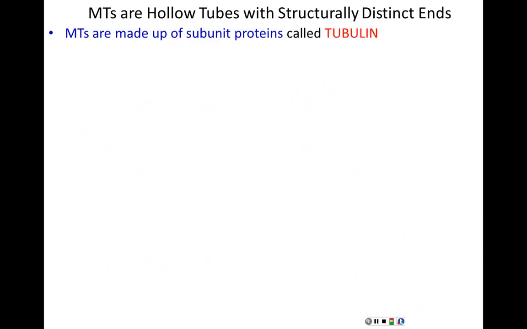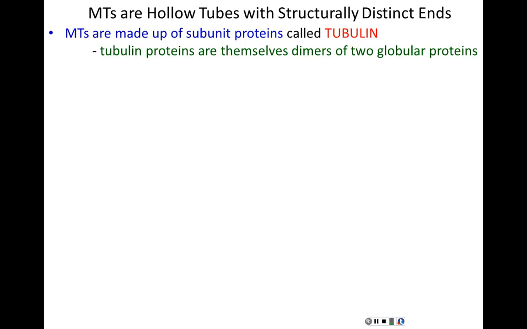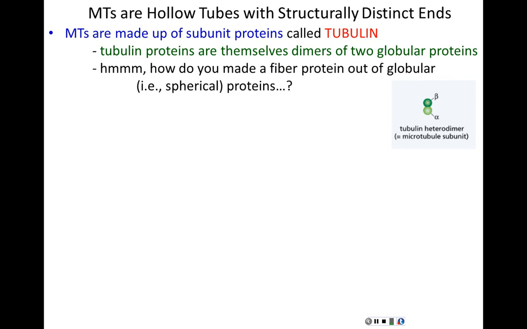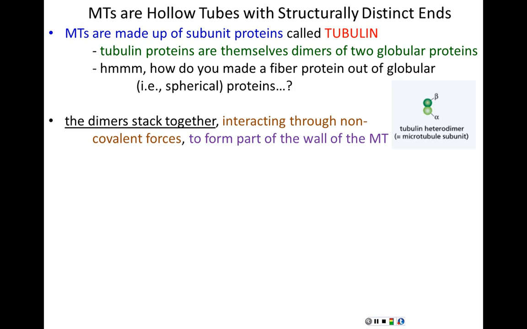I already mentioned it, but microtubules are made up of a subunit of individual monomers called tubulin proteins. Tubulins are proteins that themselves dimerize, so two tubulins come together to form a globular dimer, such as what's shown here. Each of those dimers has an alpha subunit and a beta subunit. Maybe you're already wondering, well, those look like balls of protein. And how in the world is a ball of protein going to make up a fiber? How do you make a fiber protein of microtubules out of spherical proteins such as these alpha and beta subunits of tubulin? Well, good question.